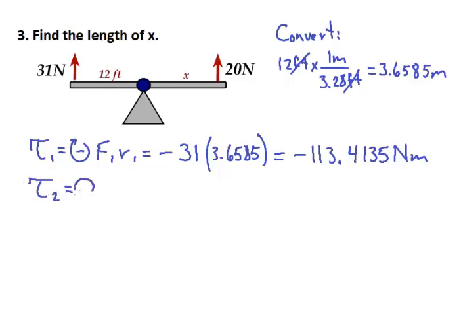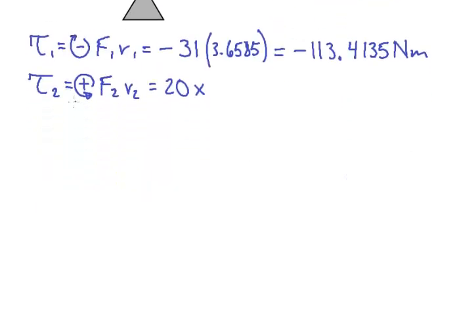Then we're going to find torque number 2, which gives me a positive rotation, F2 times R2. So since it's positive, I'll just put 20 times R2, which is x, so 20x. Let's make the rotational equilibrium analysis.